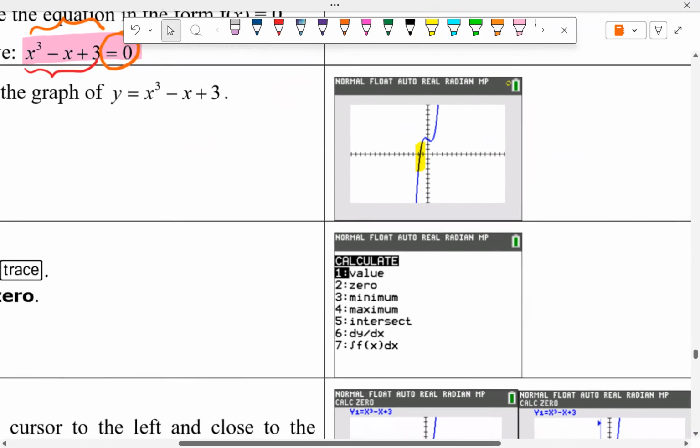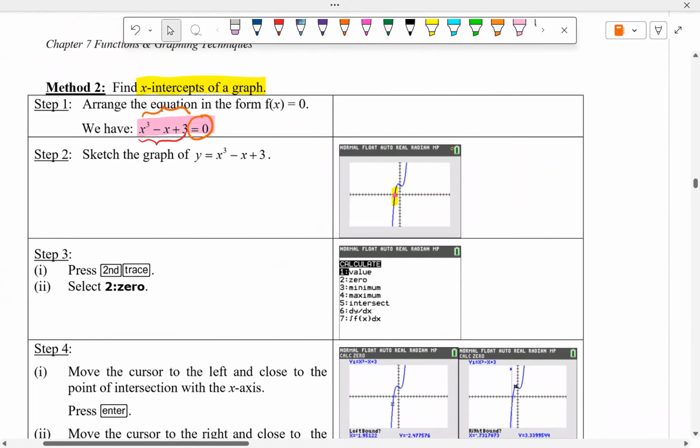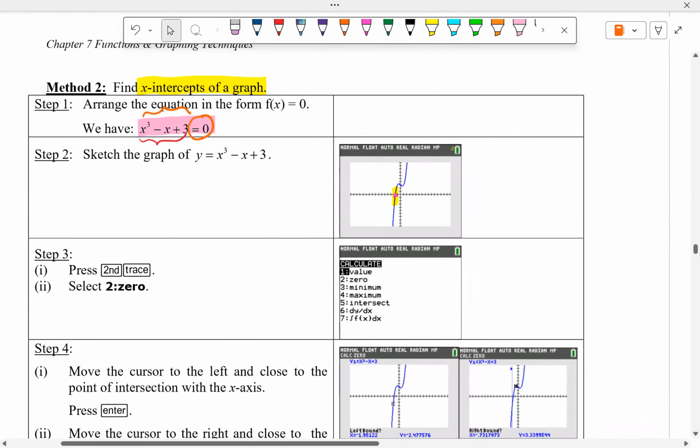You'll see that this is the x-intercept that I'm looking at. Okay, this point over here, this is where my root of the equation is. Then I want the x-intercept, right? So you go to your second trace and use function number 2, the 0 function.